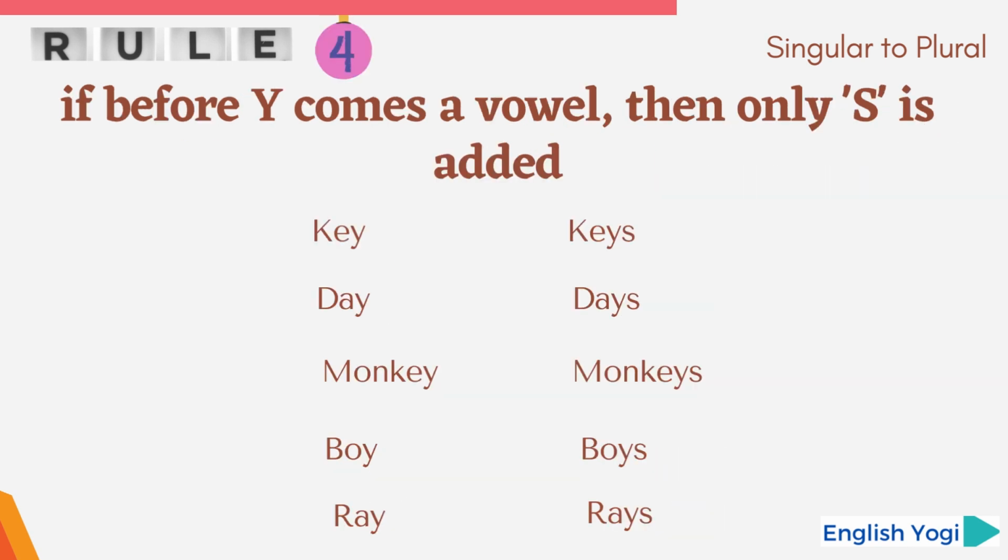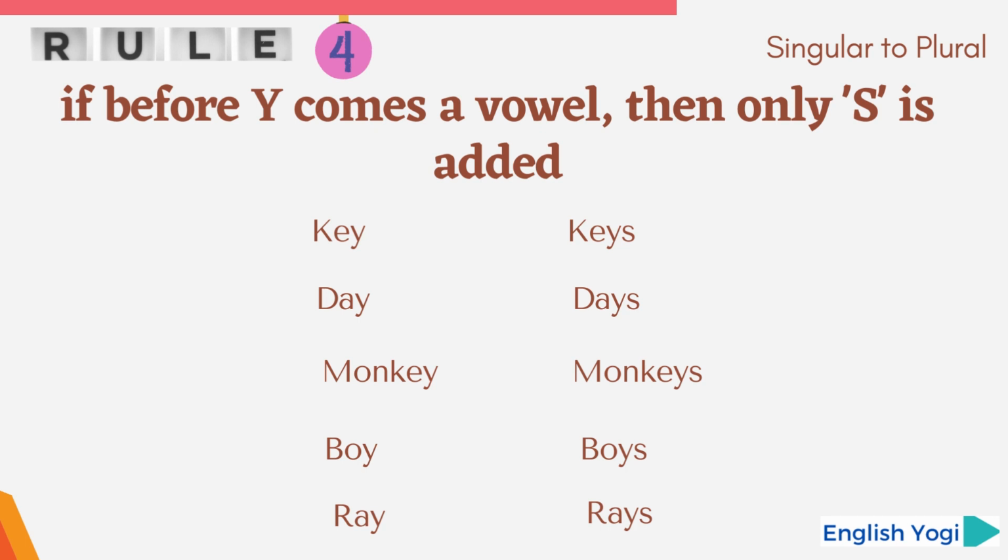In addition to the previous rule, if a vowel comes before y, then we have to use only s. For example, key: we use only s because e is a vowel. And what is the rule? If we find a vowel before y, then we just add s. In the second example, day, before y there is a, and a is a vowel. So that's why, to make the singular into plural, we use only s.